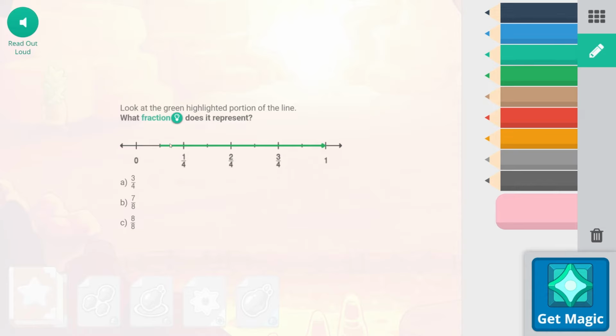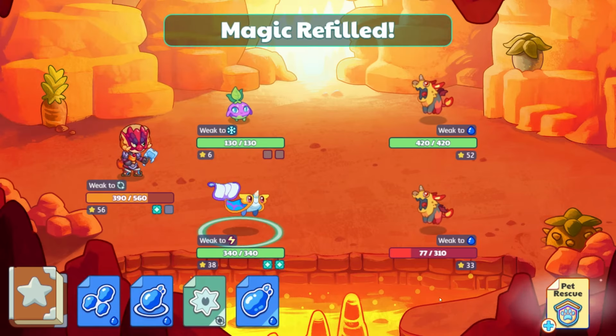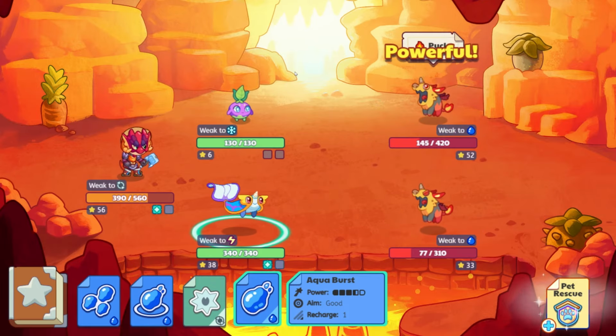All right, look at the green highlighted portion of the line. What fraction does it represent? So from here onward, that would be up here to 1. This would be 1/8. 1/4 is another way to say 2/8. And so this would be starting at 1/8 going to 1. That would be 7/8 of the line. Woohoo! Okay, we're going to try Aqua Burst up here for this puck, and let's see what happens. Not quite enough.